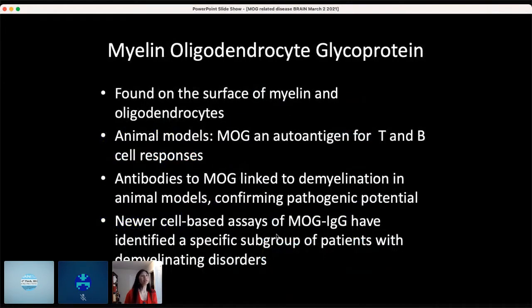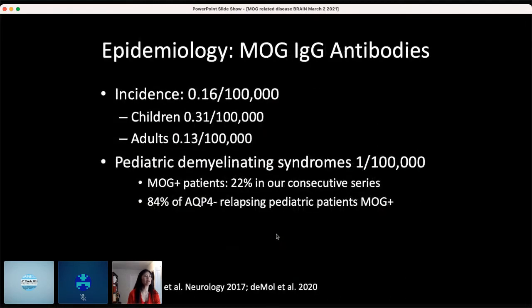As you all know, myelin oligodendrocyte glycoprotein has been of interest for quite some time within neurology and within MS. It's something that's found on the surface of myelin and oligodendrocytes. In animal models, it's been found to be an autoantigen for T and B cell responses. Importantly, and those of us that have been in the MS world for a long time know this, antibodies to MOG are linked to demyelination in animal models, which really confirms the pathogenic potential.